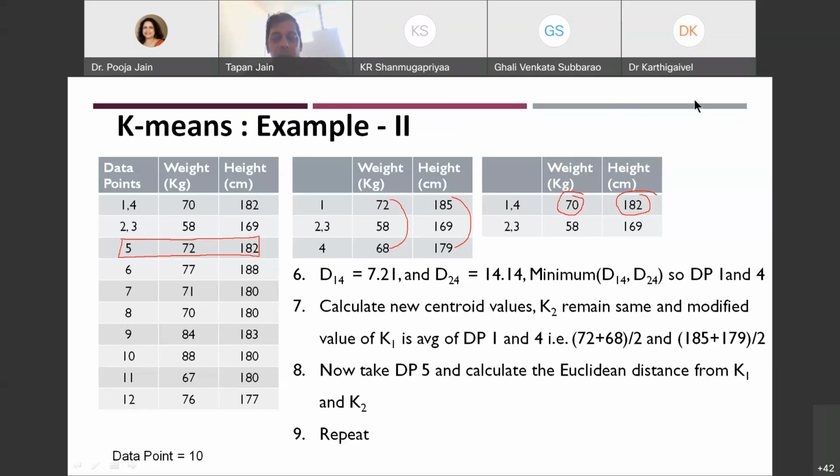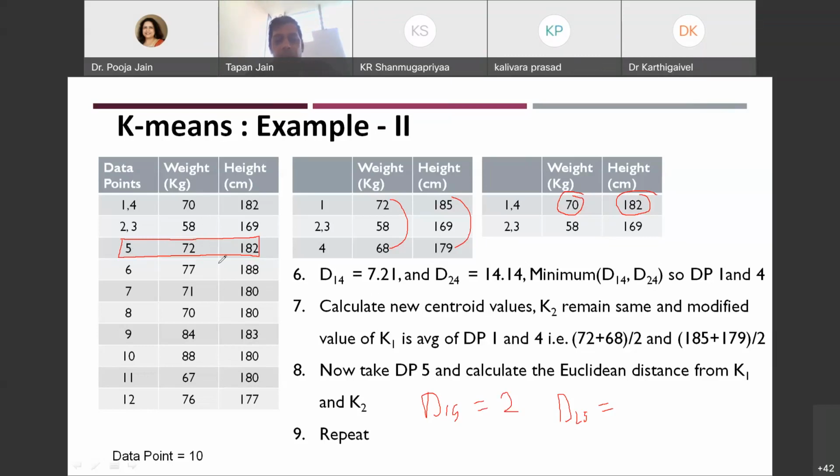So, what is the step? We need to find out the distance from cluster 1 and cluster 2. What is the distance from cluster 1? Cluster 1, 2, 5. Can anybody tell me what is the distance D15? Roughly, you can say. Okay, so 70 minus 72, that means 2 squared and under root, that distance is 2. Root of 4, like 2, sir. Yes, yes. Then 1, comma 5.